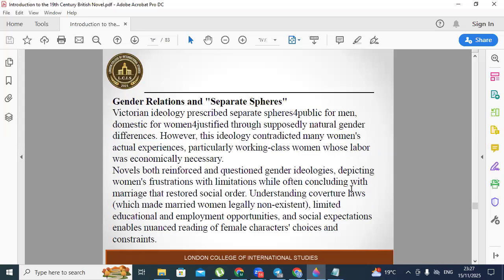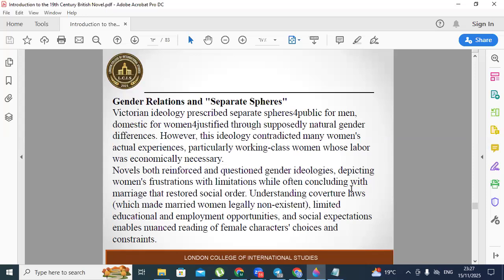Gender relations and separate spheres. Victorian ideology prescribed separate spheres, public for men, domestic for women, justified through supposedly natural gender differences. However, this ideology contradicted many women's actual experiences, particularly working class women whose labor was economically necessary.